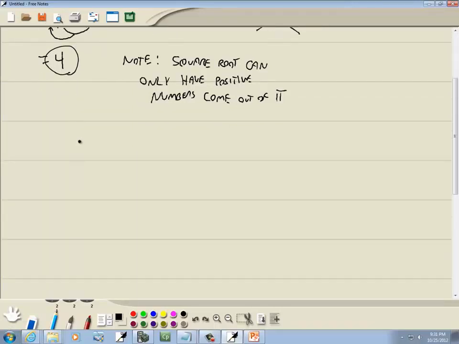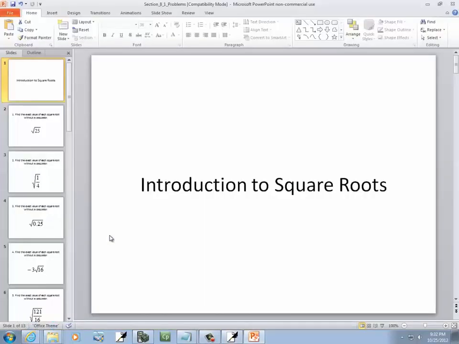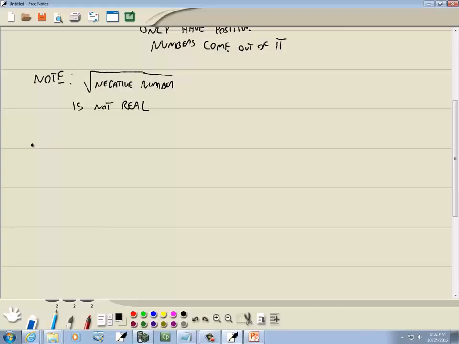And another one that we'll talk about later on in more detail, but it basically says if you have the square root of a negative number, the square root of a negative number is not real. So another thing to keep in mind, and we'll talk more about these. Let's look at our first problem.